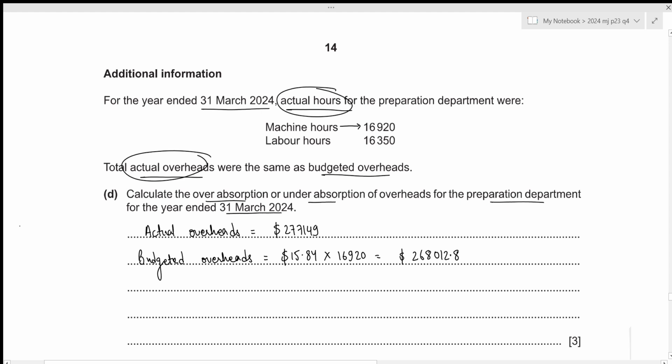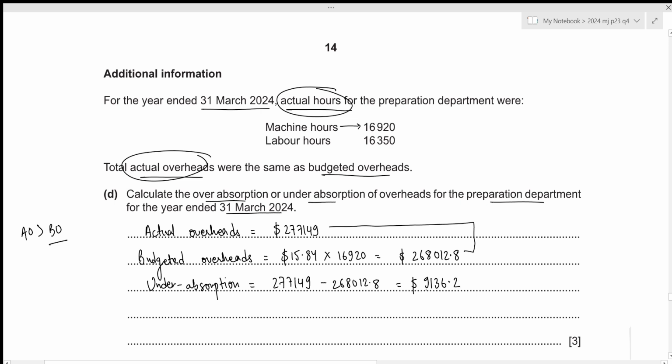Okay, now we just need to compare. In this case, clearly the actual overheads is greater than the budgeted overheads. Whenever that takes place, we will get under absorption because the budgeted overhead is lower. So in this case, we have under absorption. And for the value, we just need to calculate the difference between these two. So that will be 277,149 minus 268,012.8. This results in the value of 9,136.2. That is our under absorption for the preparation department. That is all for the fourth part. Let's move towards the next one.